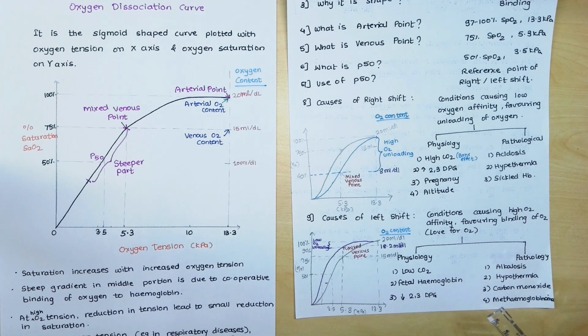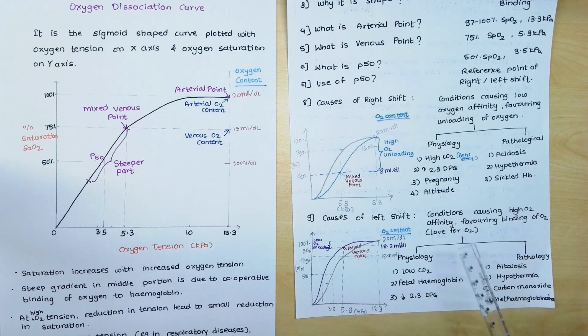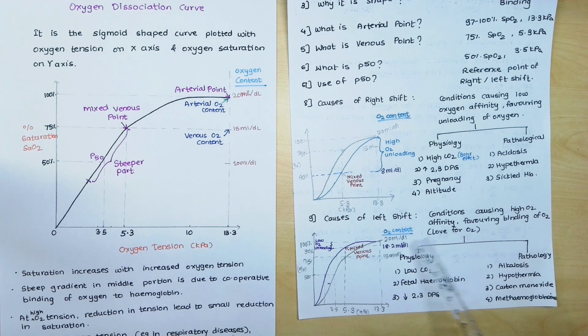So in the normal conditions, the difference between oxygen content of the arterial and venous blood is 5 ml per deciliter, which corresponds to the oxygen delivered to the tissues. In the leftward shift, the difference between arterial and venous content is 2 ml per deciliter. It means that the conditions which cause left shift of the oxygen dissociation curve have high oxygen affinity favoring binding of oxygen, and it leads to less unloading of oxygen to the tissues.